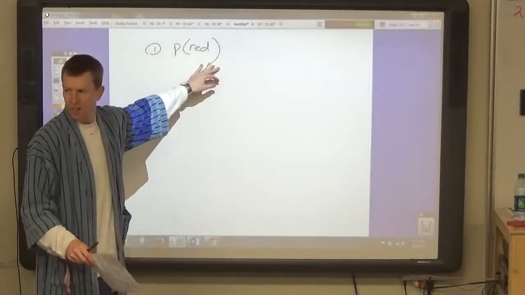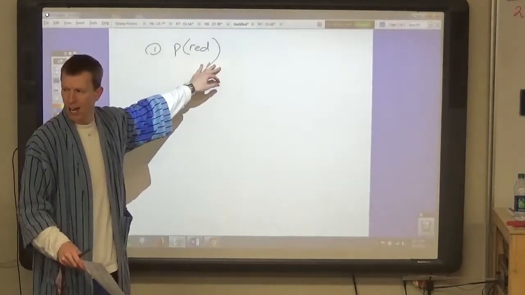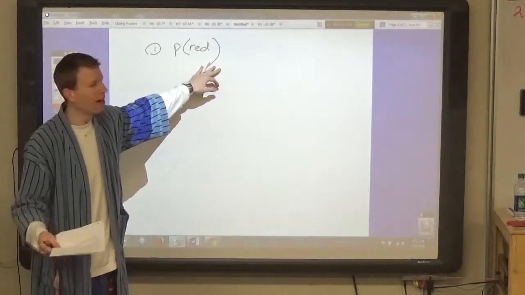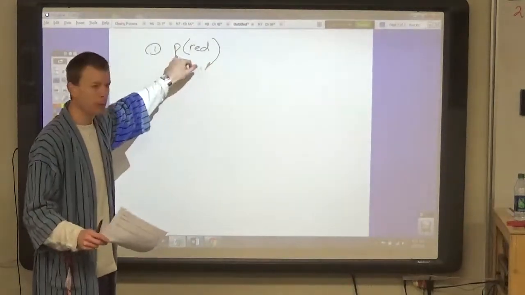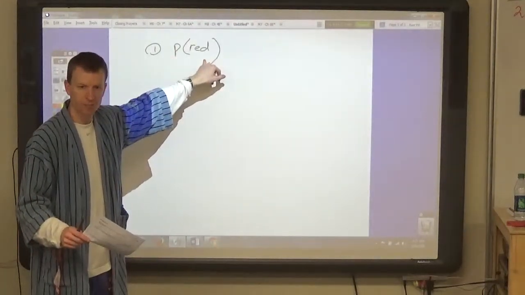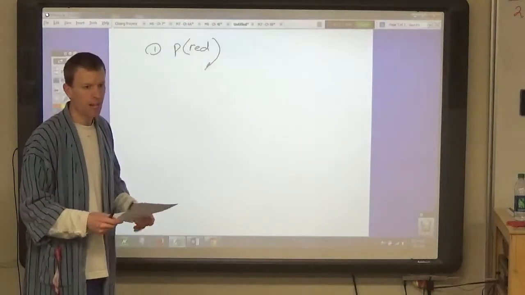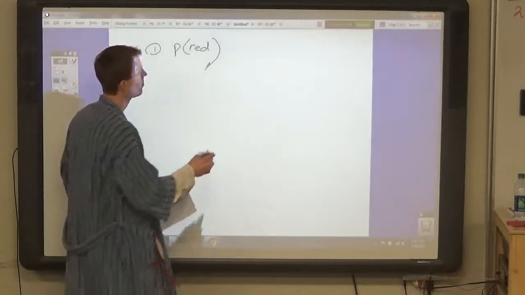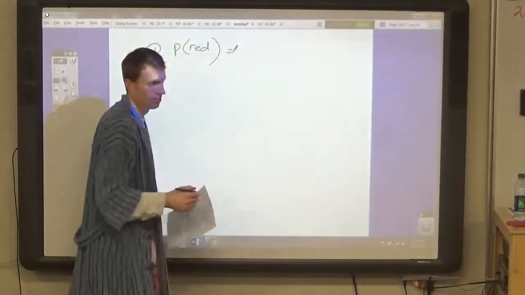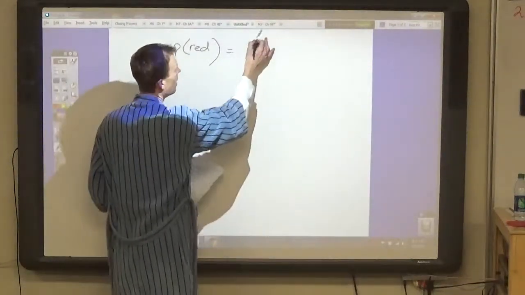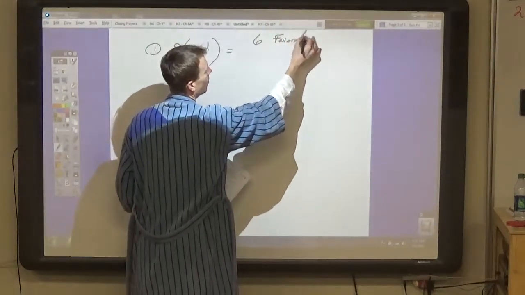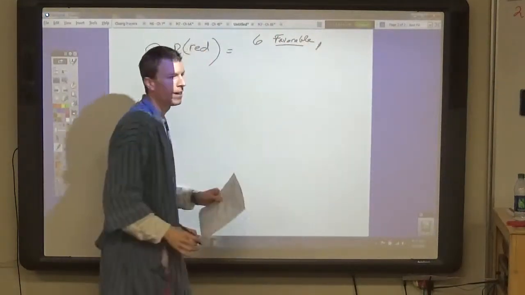The probability of red. Garrett, what does it mean? The probability of red, of pulling out a red one. What would that be? How many red ones are there, Adam? 6 red socks. That's the favorable event. That's called the favorable event.